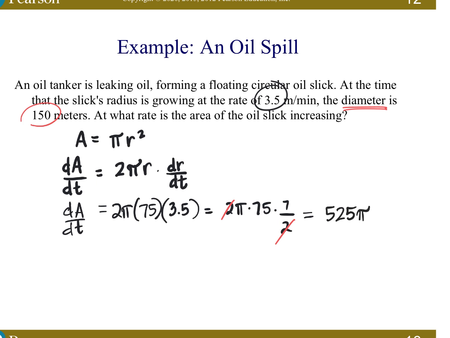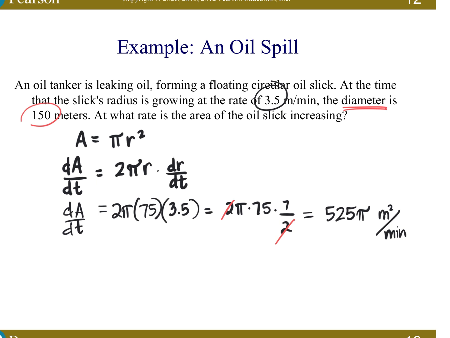Now we need units on that. Is it meters? We are talking about the area, so the area would be square meters, and the time would be minutes. See how much you're getting better already at these, being able to establish that more quickly.